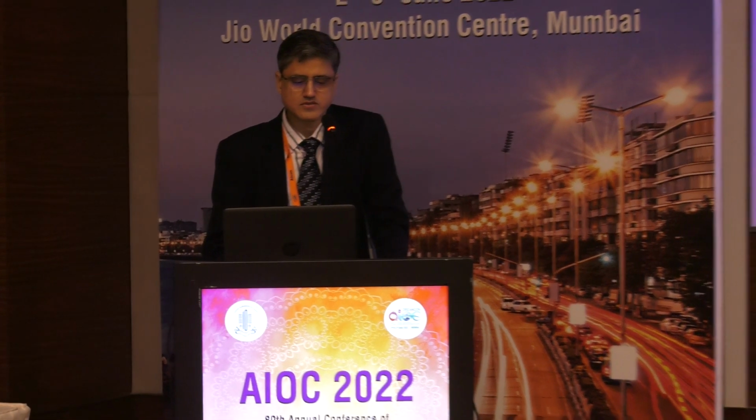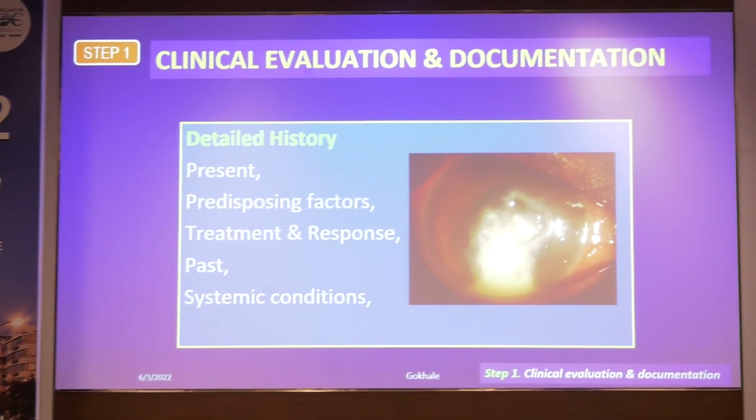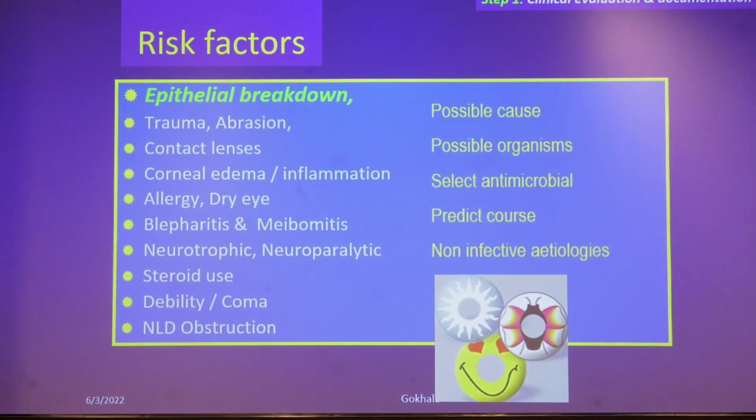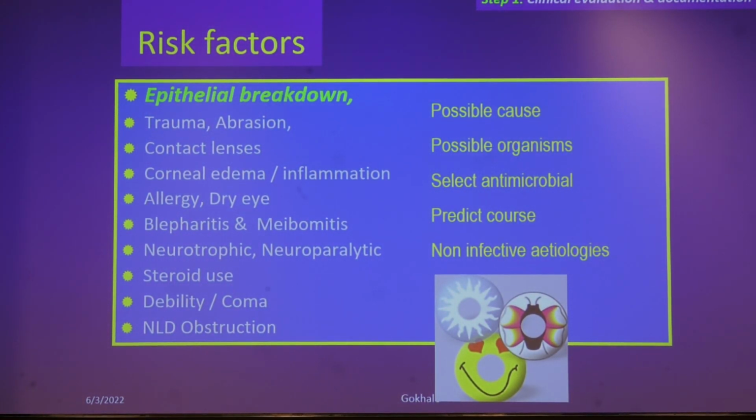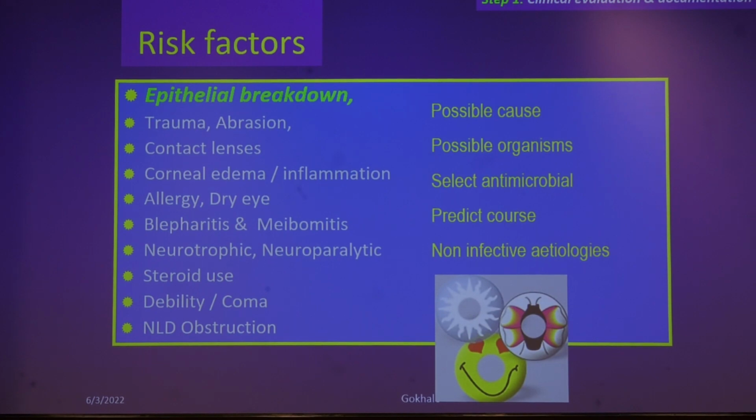I can't stress enough the importance of a detailed history of the present ulceration and the predisposing factors. Often patients have had a lot of treatment before coming to us, so we need to look at what has happened, what has been the response, any previous episodes and systemic conditions. Always think, why did the patient get the ulcer in the first place? Look for risk factors, and when you introspect these factors, you would possibly know what the cause is, what the organisms are, what drugs may work well against them, and you could even predict the course of the disease as it progresses. It is also very important to know about certain non-infective etiologies which you might pick up, which might be instrumental in the ulcer progression.